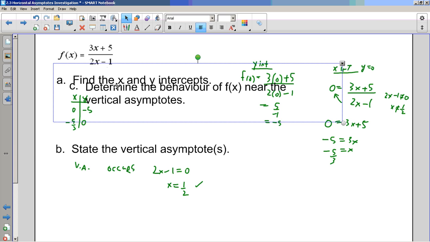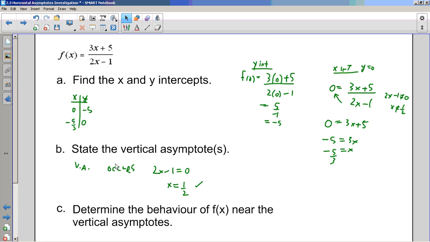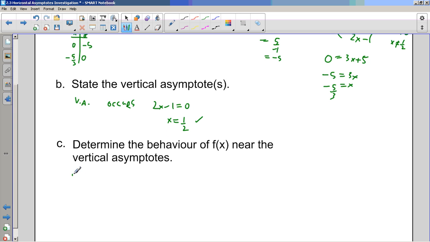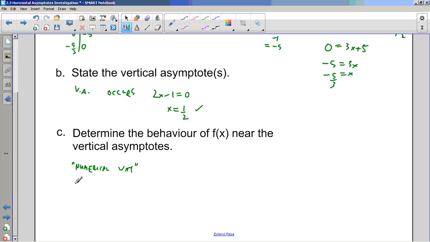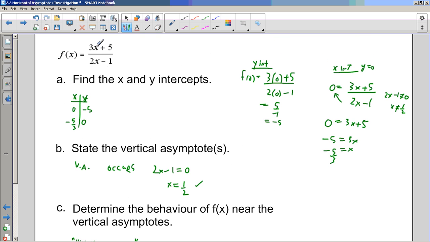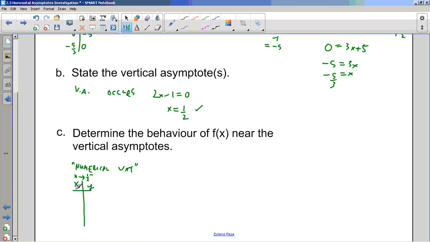Copy that, paste that in there. What's the next? Determine the behavior of f at x near the vertical asymptotes. Remember, we saw there were actually 2 ways of doing this. One was a numerical way. And this is the idea of as x gets close to a half from the left, where do the function values go? Like, where does the output go? Where does this thing go as x is getting close to a half but is lower? So what would be a value that's to the left of a half?